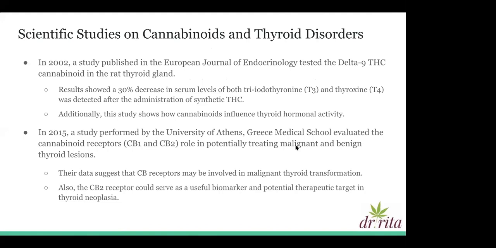There was another study in 2015 at the University of Athens. What they evaluated were, again, those CB1 and CB2 receptors and how they can potentially be used not only in benign thyroid lesions, but malignant thyroid conditions. This study showed that the CB2 receptors can also be a useful biomarker as well as a potential therapeutic regimen for those who have thyroid cancer.